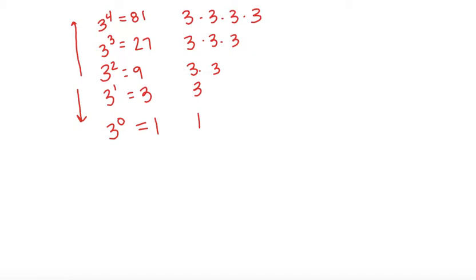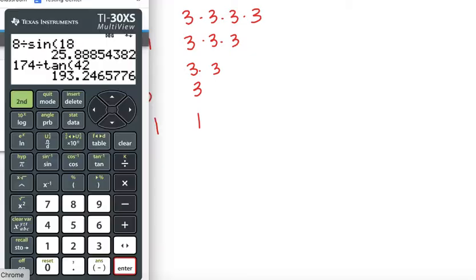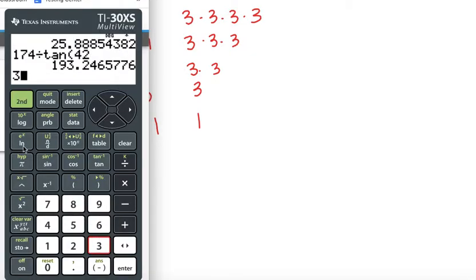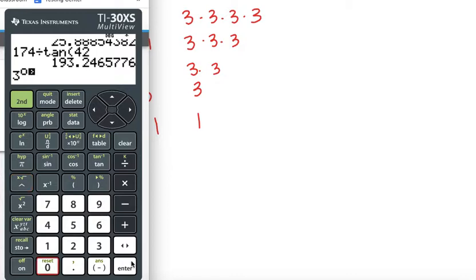So if I check that on my calculator, all these are 3's, and now I have 1. Let's see what that looks like. 3, and I'm going to use our little caret here, to the 0. And that's 1. So that makes sense.